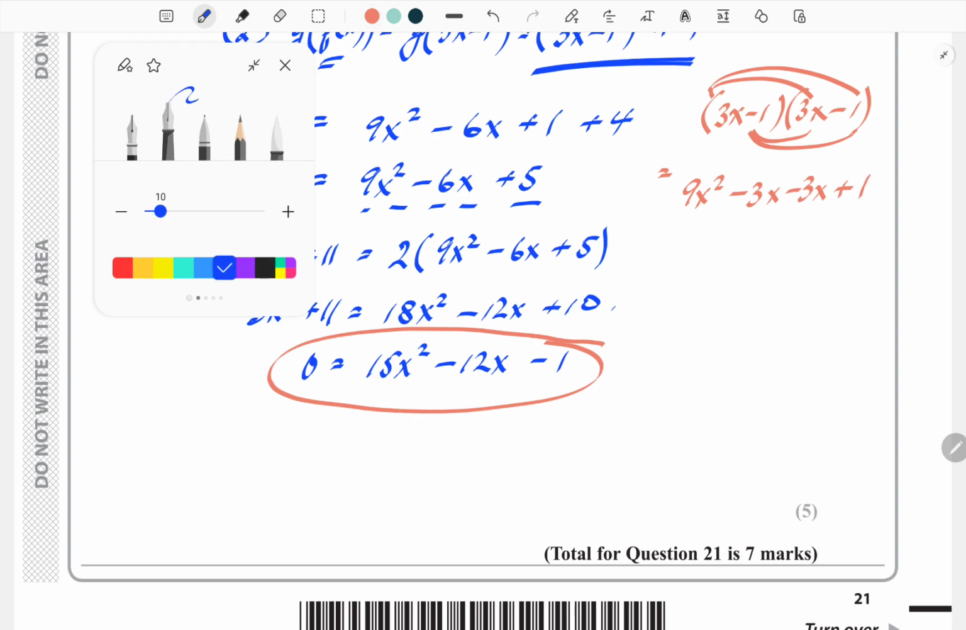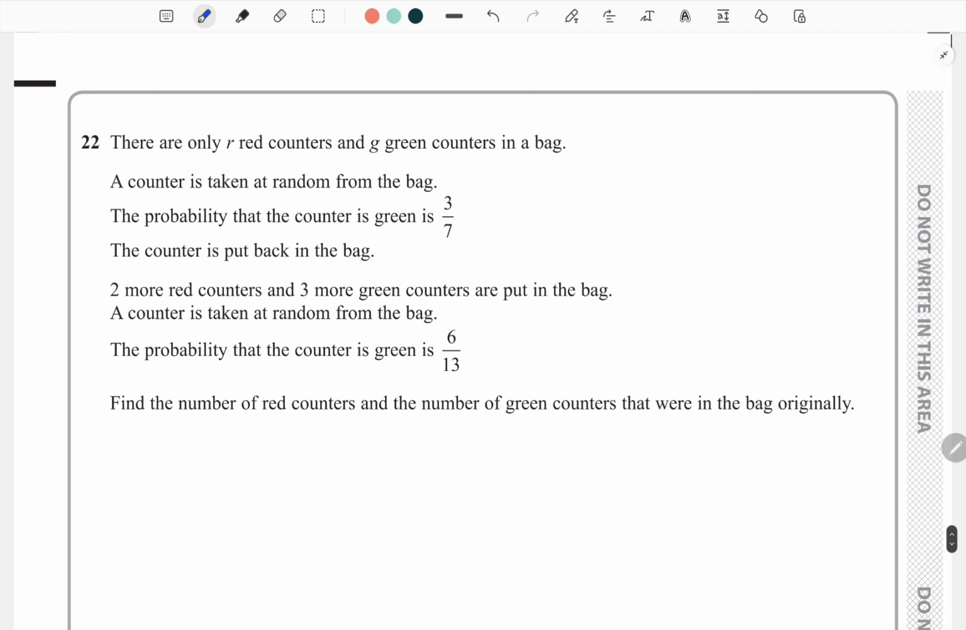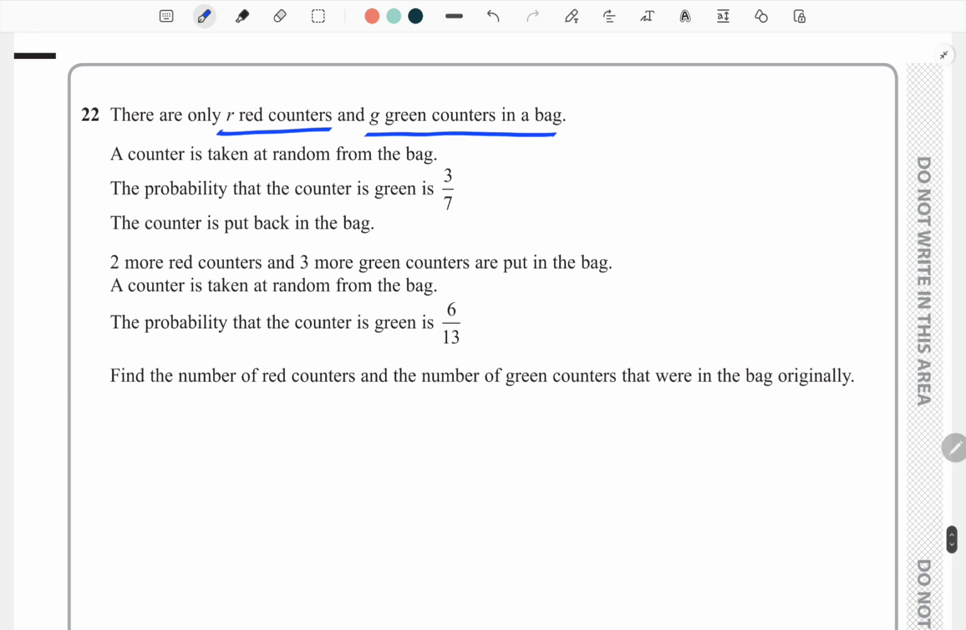Right. And back to this last one here. Okay. What do we have? This one takes a little discussion, and I'll try and finish this as quickly as possible. There are only red counters, so R red counters and G green counters in a bag. Okay, so the probability the counter is green is 3/7. Okay, then they put everything in the bag again, so you're starting from square one, and they're adding 2 more red counters and 3 more green counters. Then the probability of getting a green changes to 6/13.